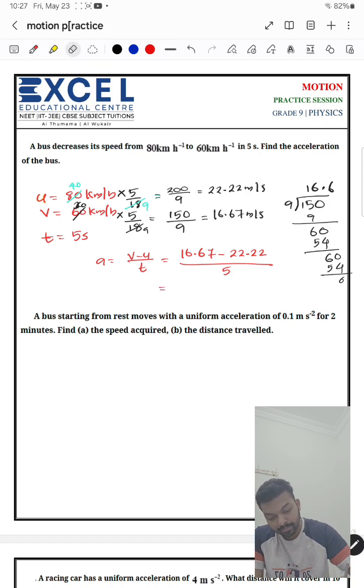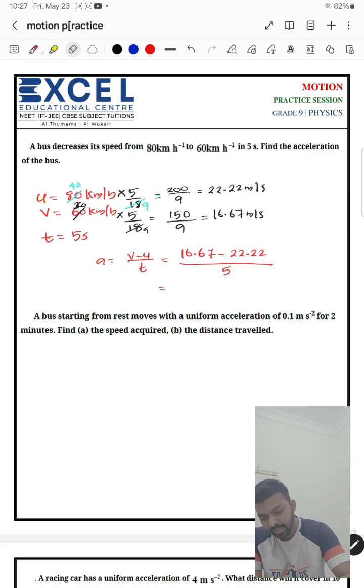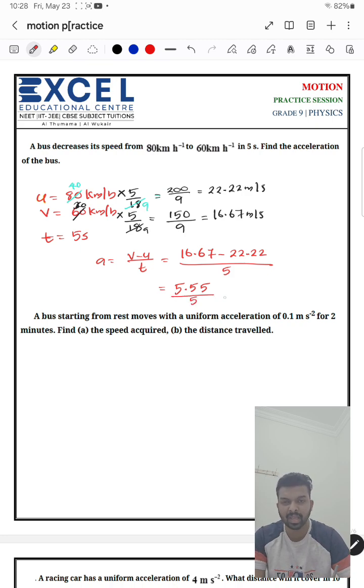So 16.67 minus 22.2 will be around 5 point something, it comes around 5.5. You have to do the multiplication. So the answer will be coming around 5.55 or something. Again I have to repeat the same thing: you can approximate, no problem with that. But here one thing is that it is minus 5.55.